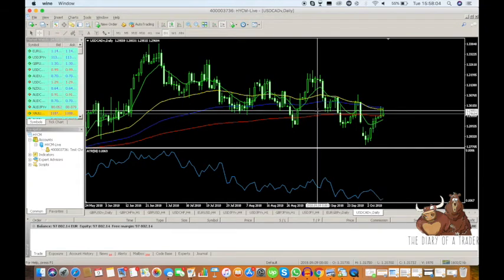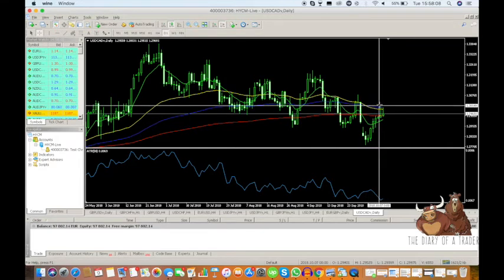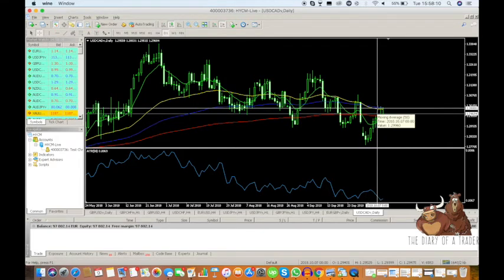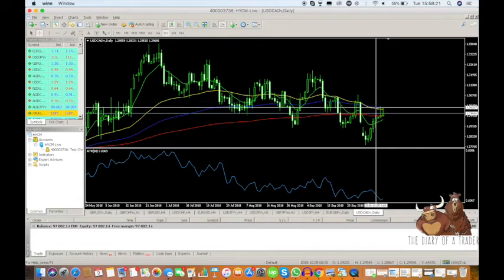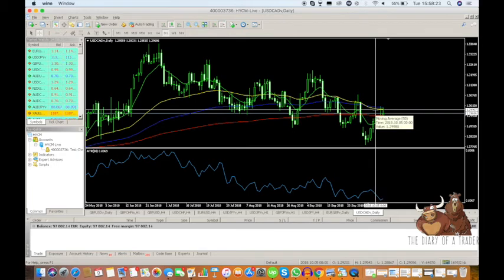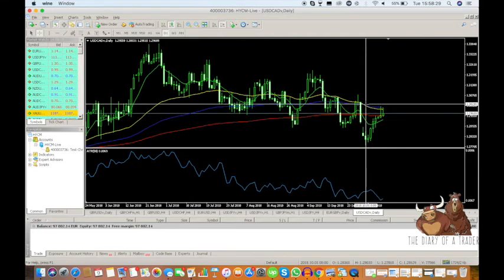Well, the obvious place for your stop would be the other side of this 150 exponential moving average, because if price breaks above there, you're definitely wrong. That is the place to put your stops. You wouldn't put your stop here, on the wrong side of the moving average, because price might retrace there and fall back down. So you want to put it in a place where you're definitely wrong.